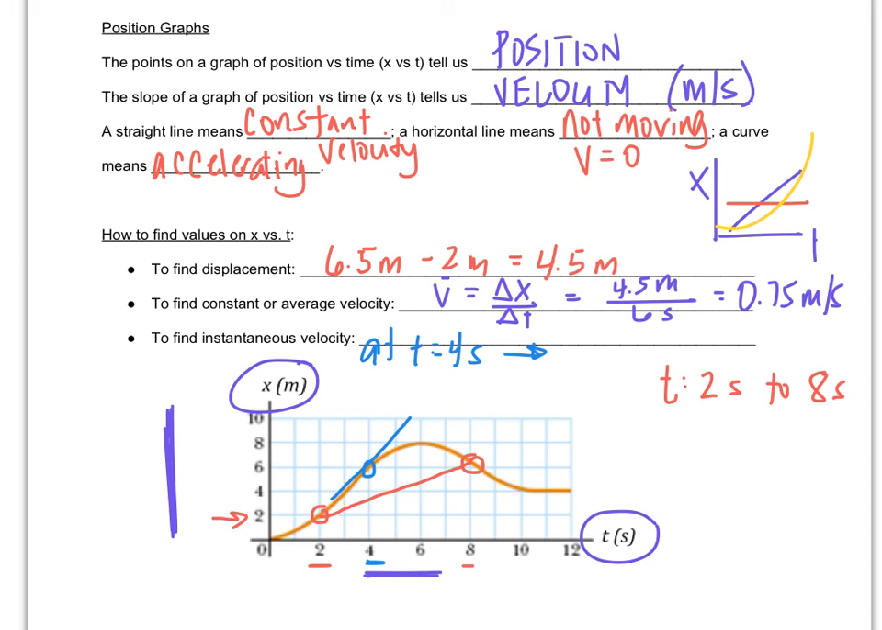So maybe I would look at this point here. This looks like it has the coordinates of 5, 9. And maybe I'd look at this original point that I had in blue that has coordinates 4, 6. And so I would do the change in my vertical values, my delta x values. So 9 minus 6 is 3 meters. And then I look at my change in my horizontal values, or my time values. That's just 1 second. And so my instantaneous velocity is a positive 3 meters per second.